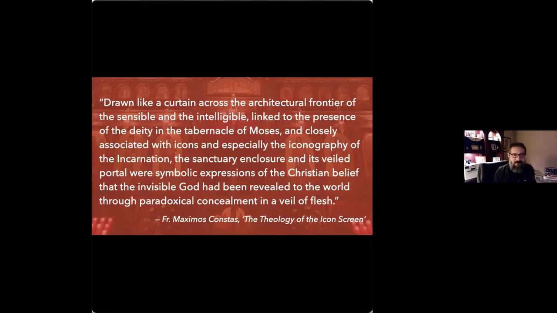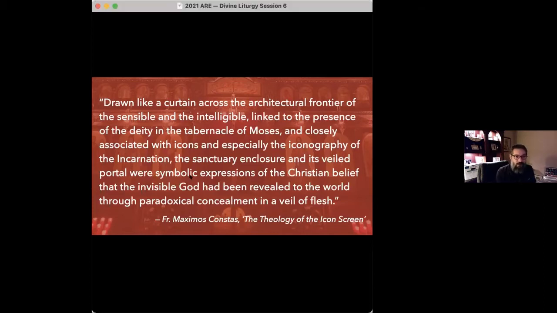This last phrase means that the invisible God had been revealed to the world through paradoxical concealment in a veil of flesh. God, who is invisible beyond all being, took on flesh for our salvation, so we could see him. This is the reason we even have icons in our churches in the first place. So let's just keep this whole thing in mind as we take a look at the icon screen.